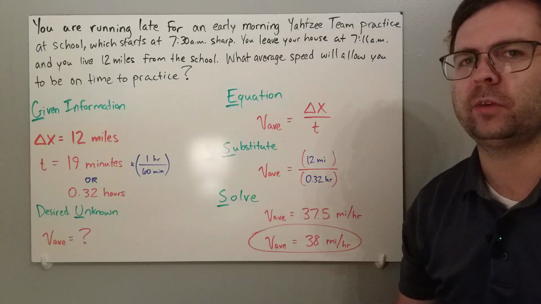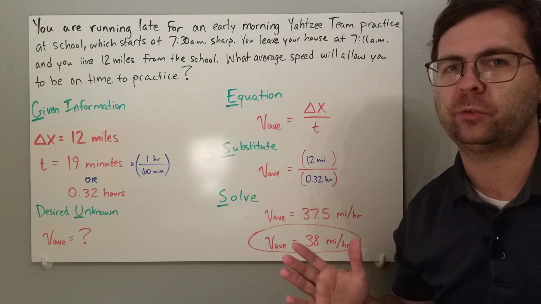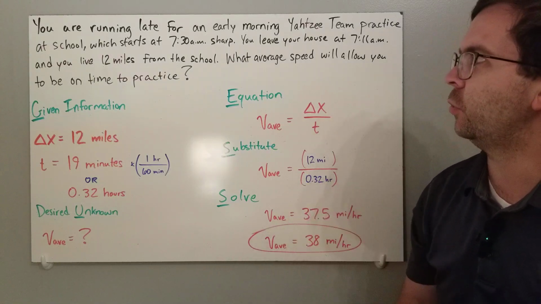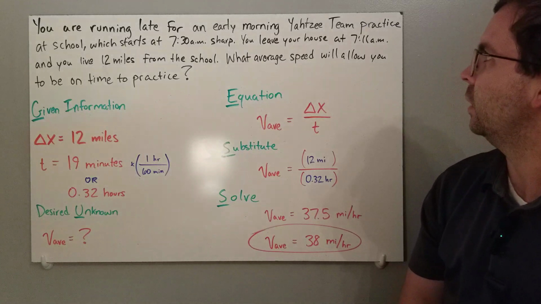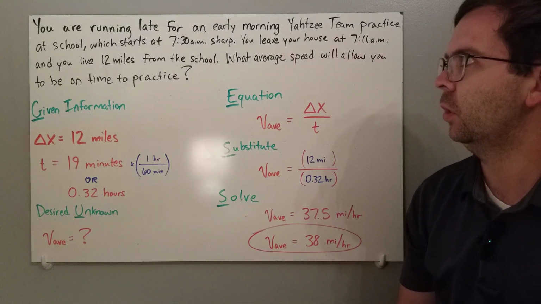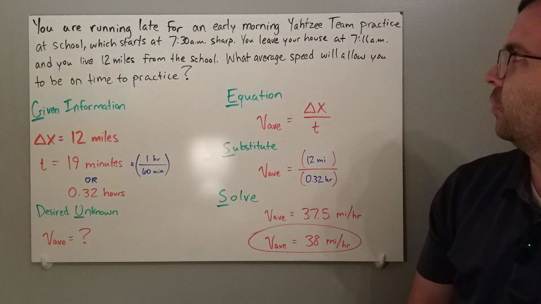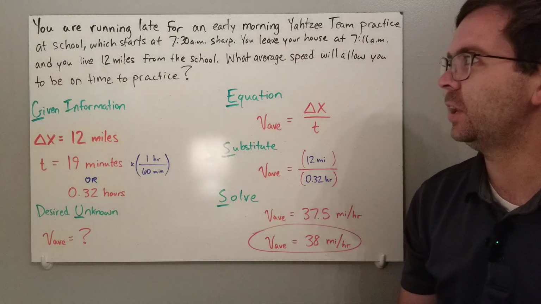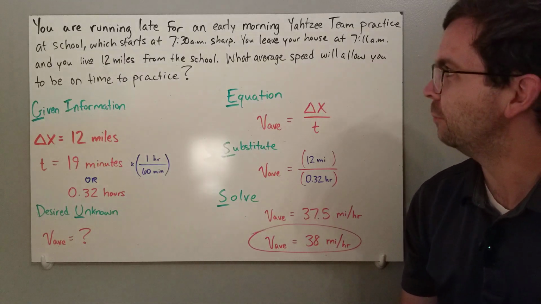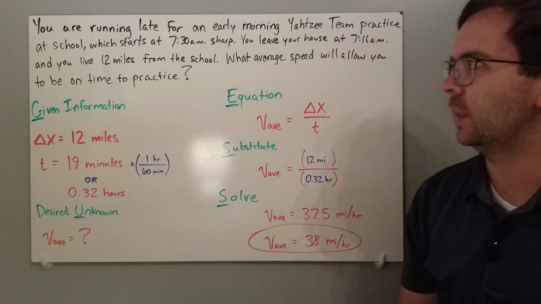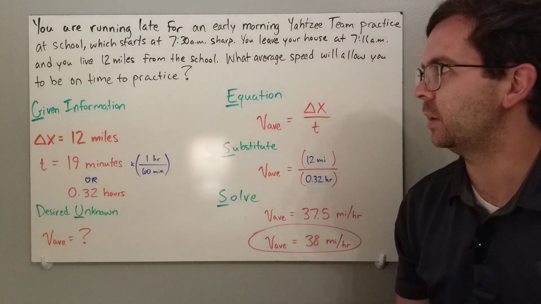So let's look at the example here, and I want you to visualize this scenario as I read it. It says you are running late for an early morning Yahtzee team practice at school, which starts at 7:30 a.m. You leave your house at 7:11 a.m. and you live 12 miles from the school. What average speed will allow you to be on time to practice?